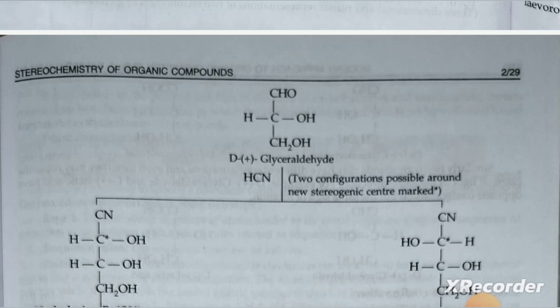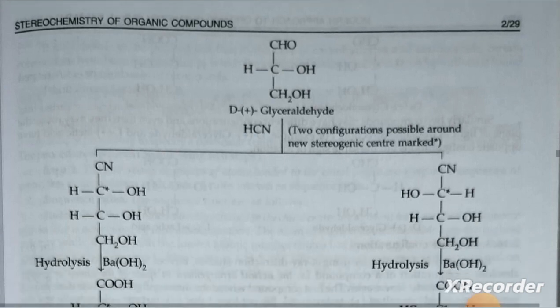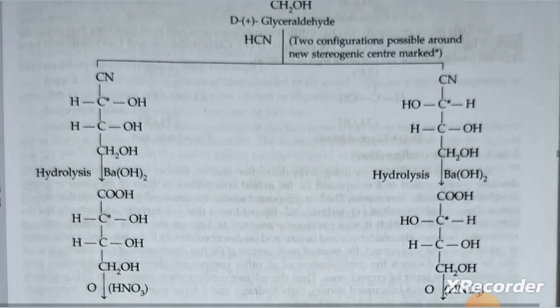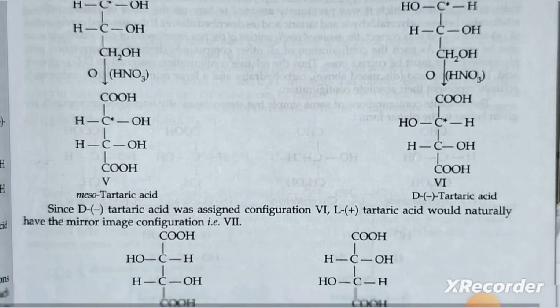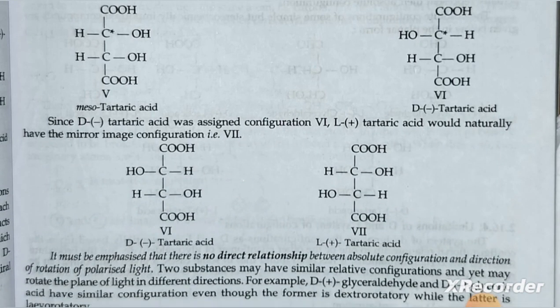D-glyceraldehyde in the presence of HCN gives rise to two configurations possible around the new stereogenic center marked by an asterisk. First is meso-tartaric acid and second is D(-)-tartaric acid. Since D(-)-tartaric acid was assigned configuration 6, L(+)-tartaric acid would naturally have the mirror image configuration 7. D-tartaric acid, L(+)-tartaric acid.